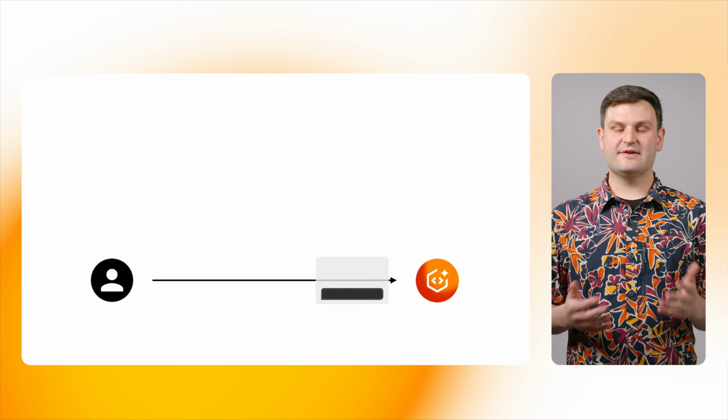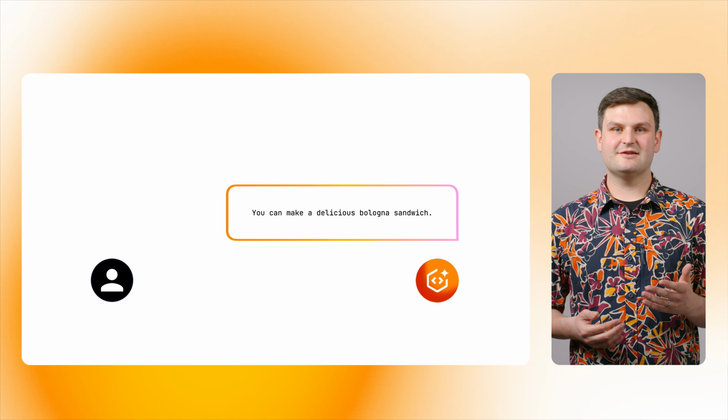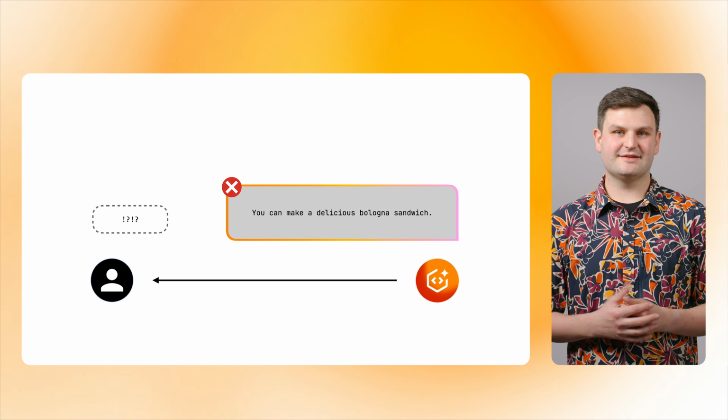So if the AI doesn't recall that you were talking about pasta carbonara a minute ago, then when you say, "Can you use bologna instead?" it has absolutely no context. It'll probably give an answer about a sandwich that's completely unrelated to pasta carbonara. That would be a frustrating conversation, wouldn't it?